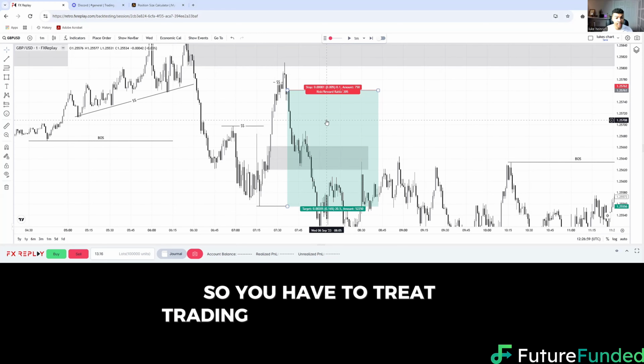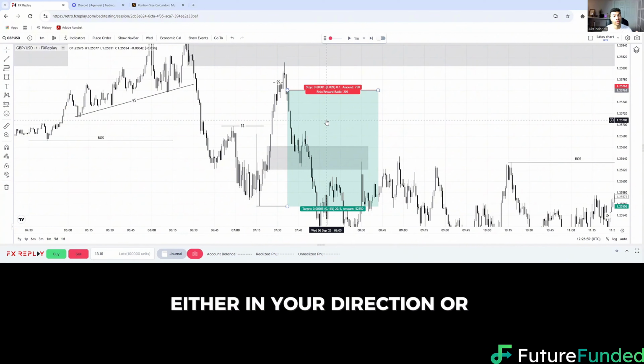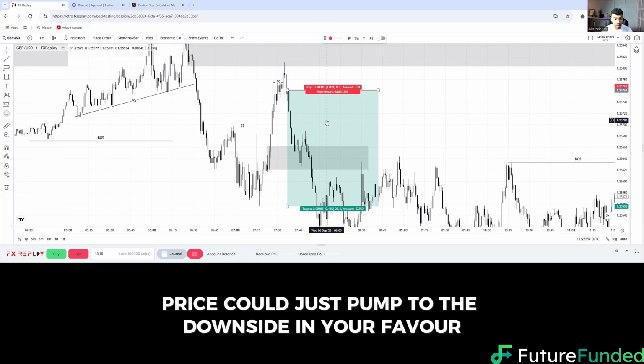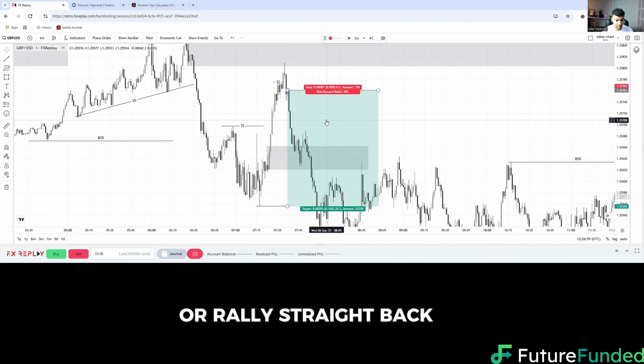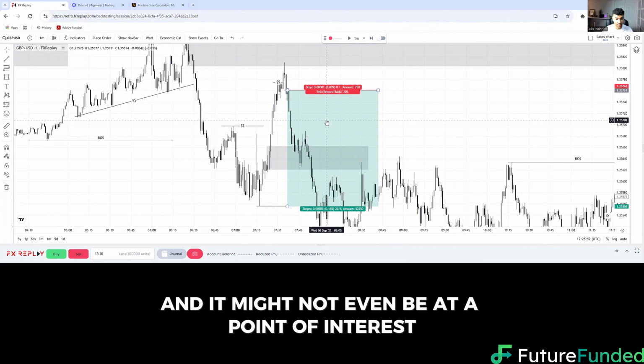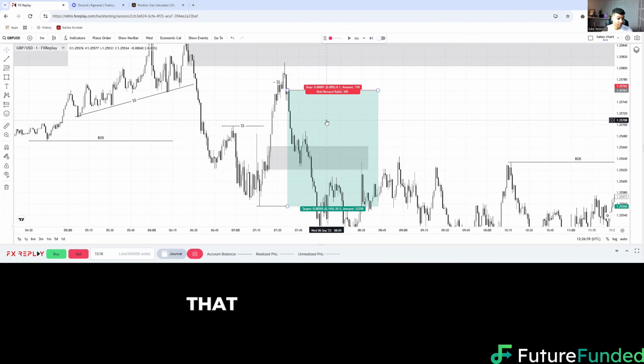So you have to treat trading as if every tick that moves either in your direction or against you, you don't know what's going to happen next. Price could just pump to the downside in your favor. Price could essentially just rally straight back up, and it might not even be at a point of interest. It might just be at some fair value gap that you wouldn't have foreseen. Either way, you don't know. All right, that's the key takeaway from this.